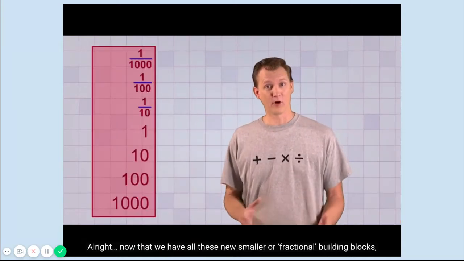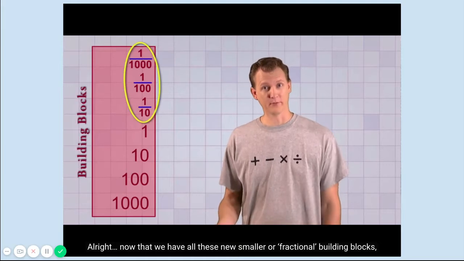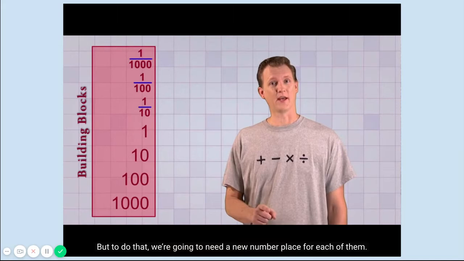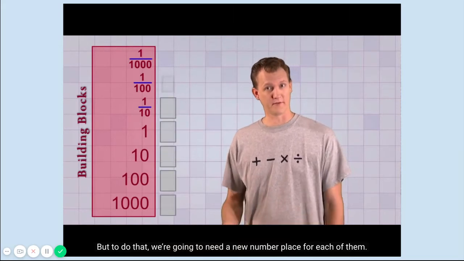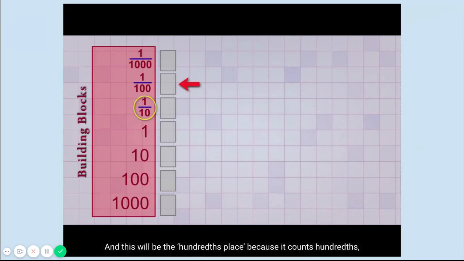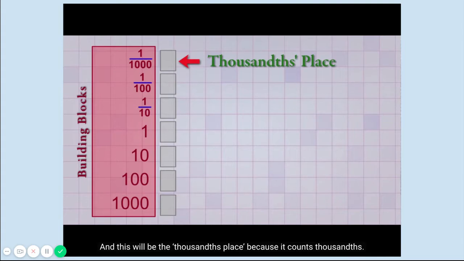All right, now that we have all these new smaller or fractional building blocks, it means that we can count smaller and smaller parts of things. But to do that, we're going to need a new number place for each of them. This will be called the tenths place because it counts tenths. And this will be the hundredths place because it counts hundredths. And this will be the thousandths place because it counts thousandths.